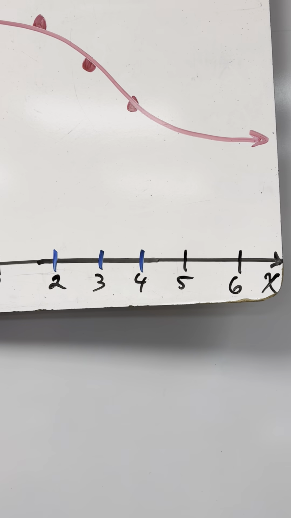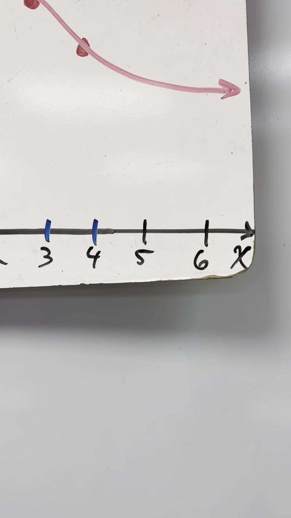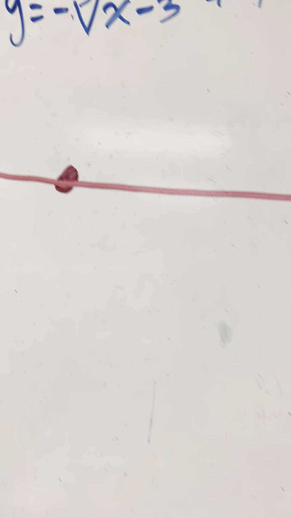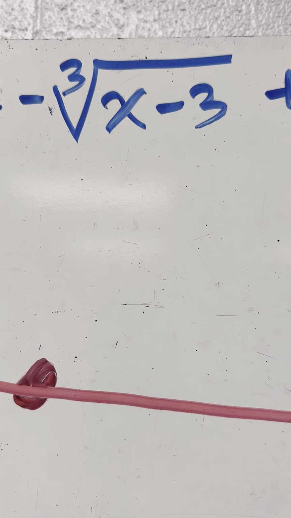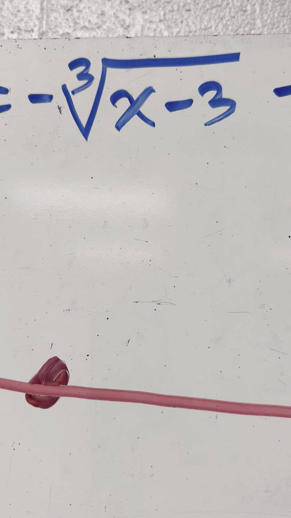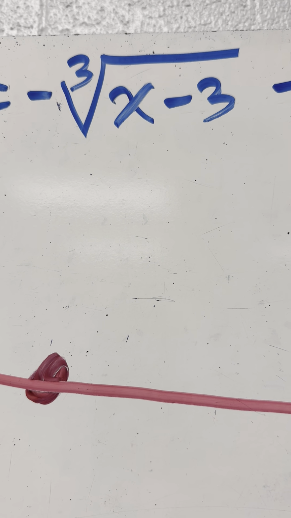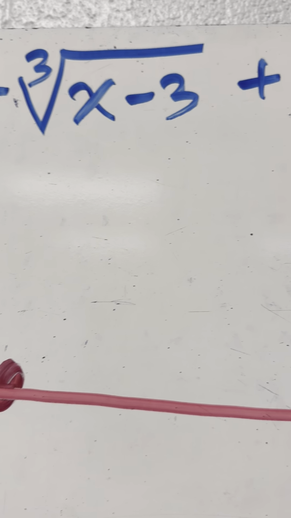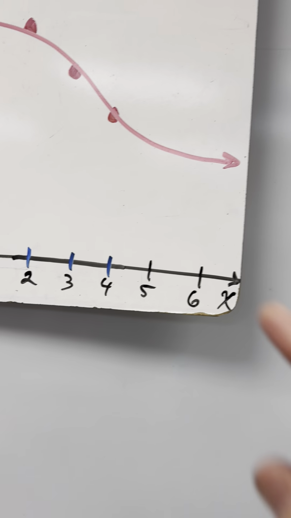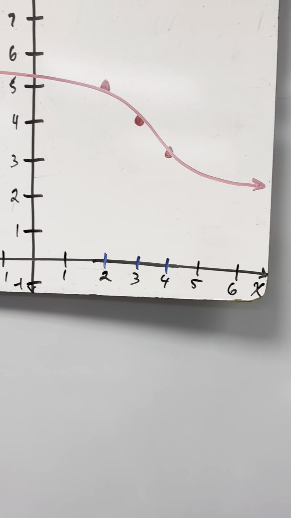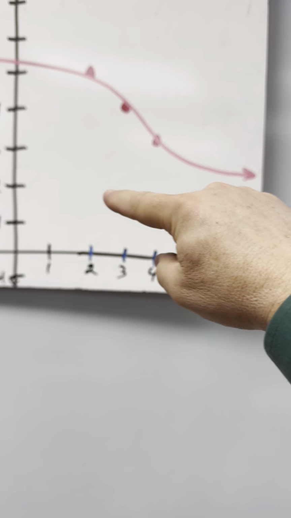Now, 11 is not even on my graph here, but if I did 11 minus 3, that would give me 8, and the cube root of 8 would be 2. The negative of that is negative 2. Negative 2 plus 4 is 2. So way out at 11 is going to be 2, all right?